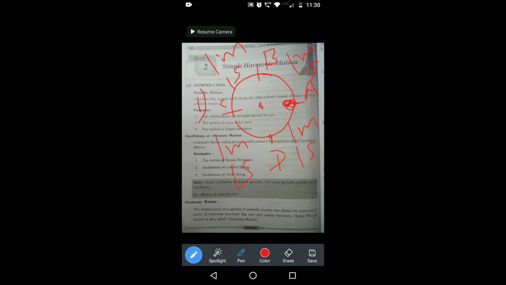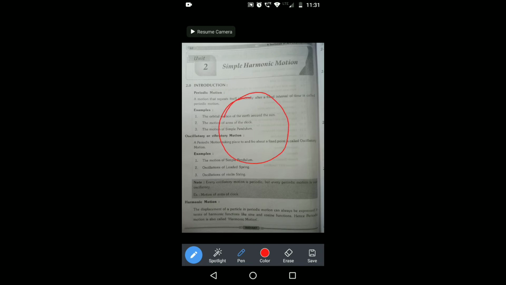Now the orbital motion of the earth around the sun. You know very well, the solar system. The earth moves around the sun in an elliptical path. The motion of arms of the clock. Suppose you consider a wall clock. Suppose this is the minutes hand.